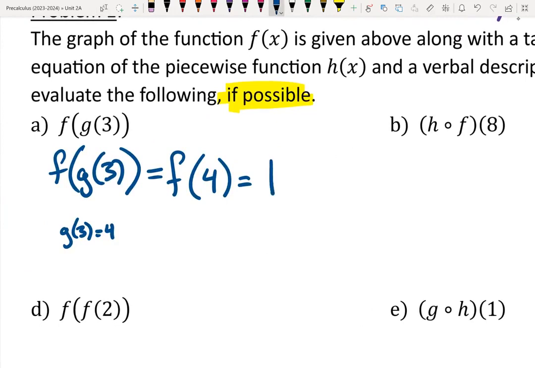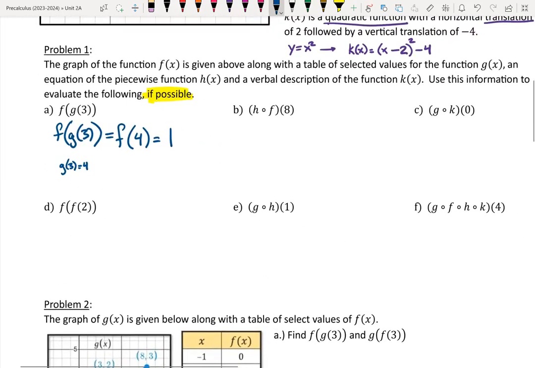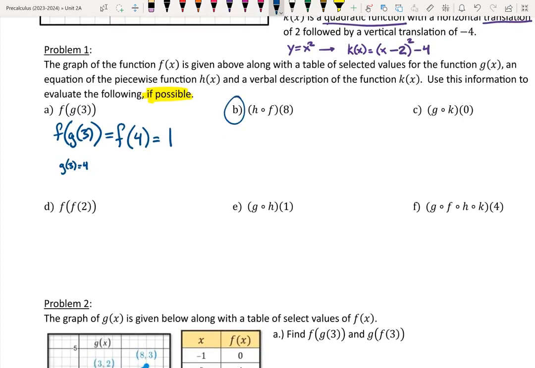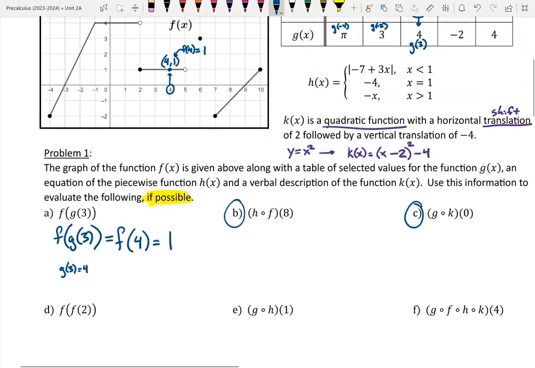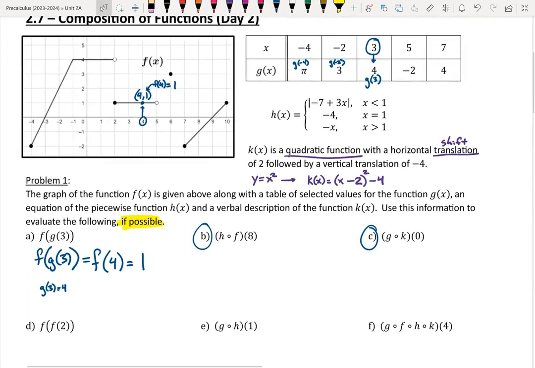So even though I didn't have an equation, I still was able to get this by using the information given. We started with g of 3, we used our table, found that value. Once we had that value, we were able to find f of 4 using our graph. So what I'd like you to do is go ahead and try B and C to start. Try B and C using that information, and then we'll check in about a minute or so.